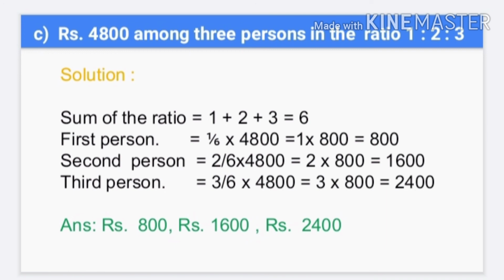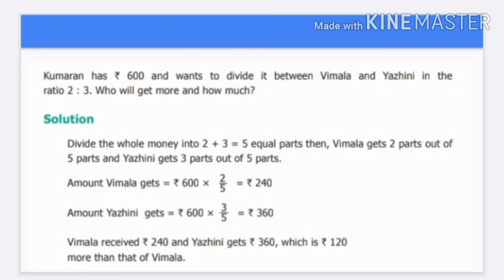rupees 1600 and rupees 2400. Kumaran has rupees 600 and wants to divide it between Vimala and Yalini in the ratio 2 is to 3. Who will get more and how much? Solution: find the sum of the ratio. 2 plus 3 equal to 5. Ratio of Vimala equal to 2. Ratio of Yalini equal to 3.